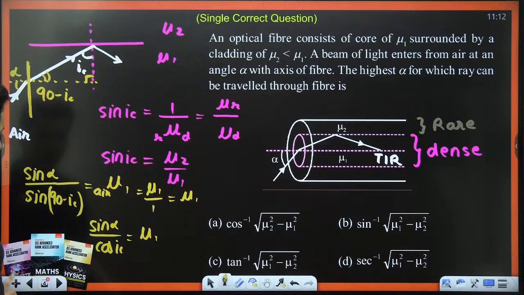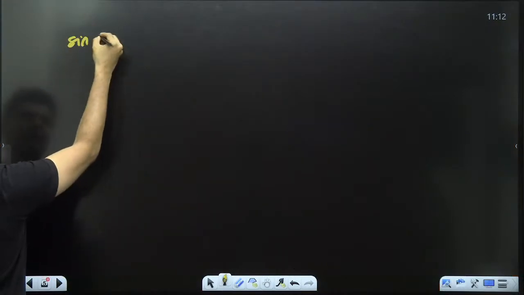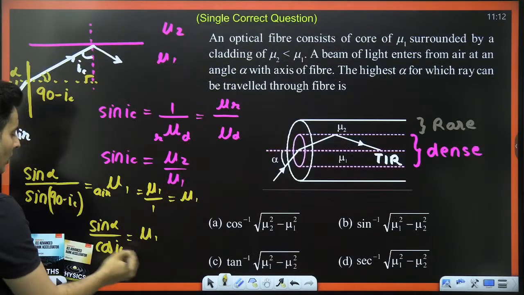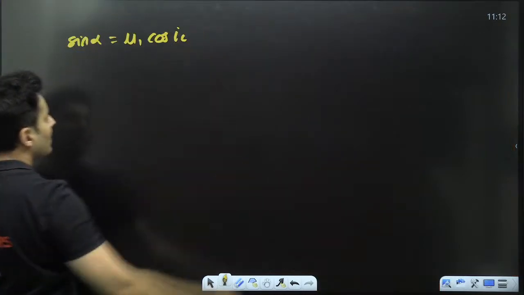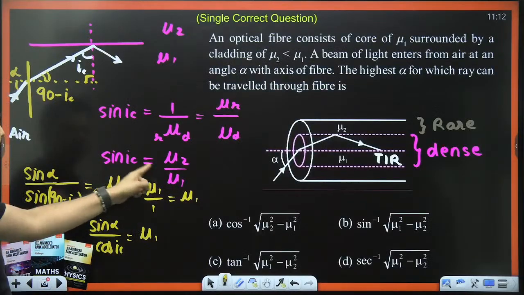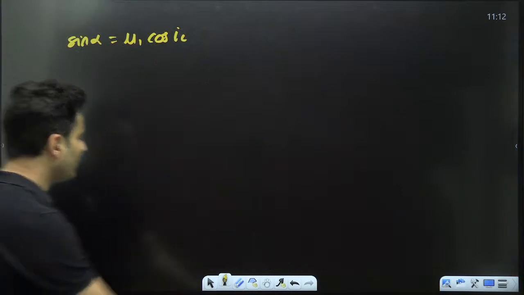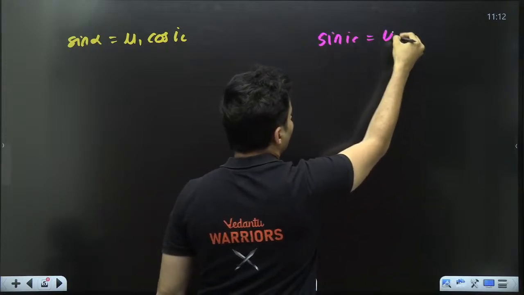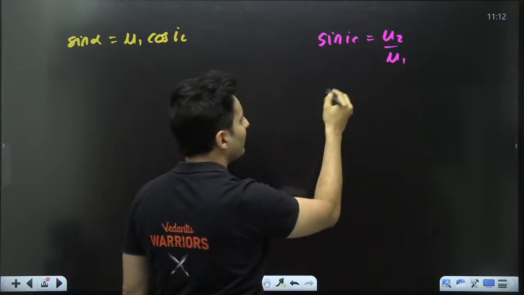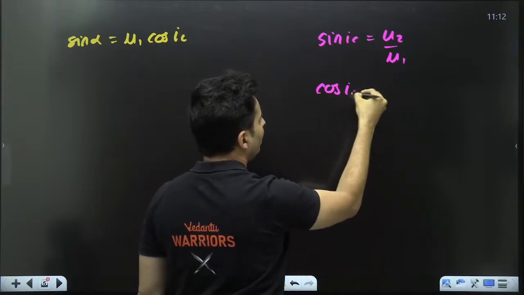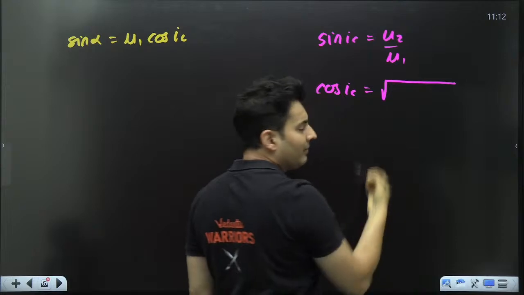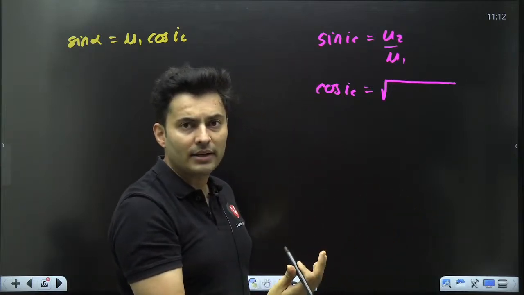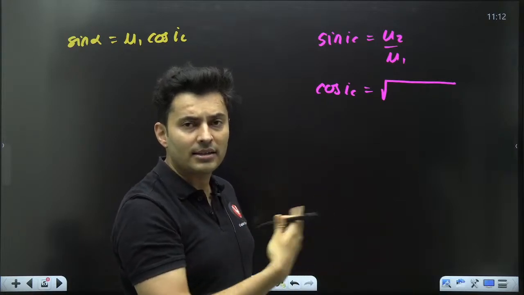I will just go on to the next slide. Sine of alpha is mu 1 times cos of IC. Now how do I find cos of IC? Because I just know sine of IC. Sine of IC, remember, was mu 2 by mu 1. From this, to find cos of IC, I can use the trigonometric identity: sine square plus cos square is 1. So cos square is 1 minus sine square.